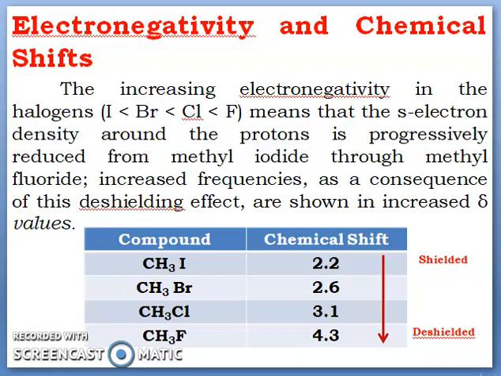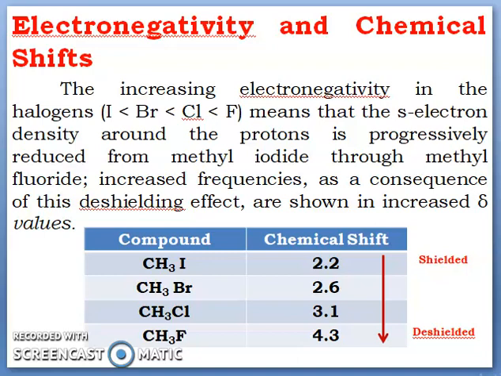This increase in the chemical shift value is due to the electronegativity effects of fluorine. The increasing electronegativity in the halogens means that the s electron density around the proton is progressively reduced from methyl iodide to methyl fluoride, and the frequency increases. As a consequence, deshielding effects lead to the increased delta values.